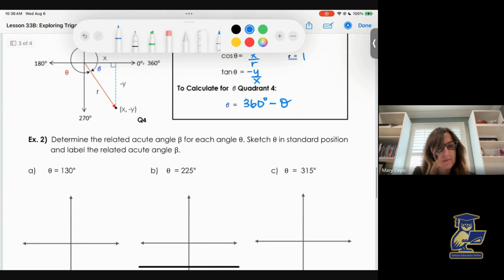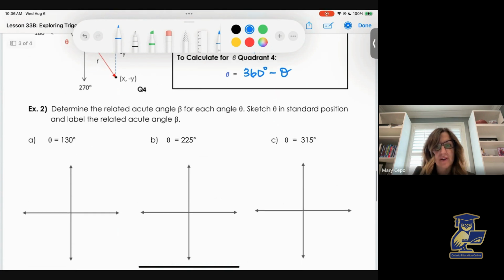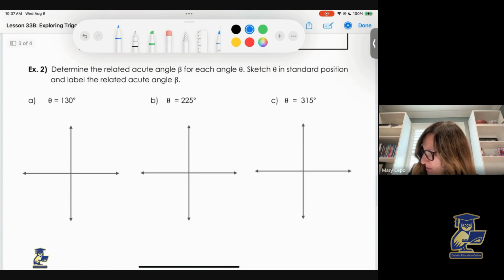Okay, now let's put this into practice. We have: determine the related acute angle beta for each angle theta. Sketch theta in standard position and label the related acute angle beta. So as you're getting started, just keep in mind, label your axes. So it's y and x, and we know this is 0 degrees, this is 90 degrees, this is 180 degrees, 270, 360. You're always going up by 90 degrees because each quadrant is 90 degrees.